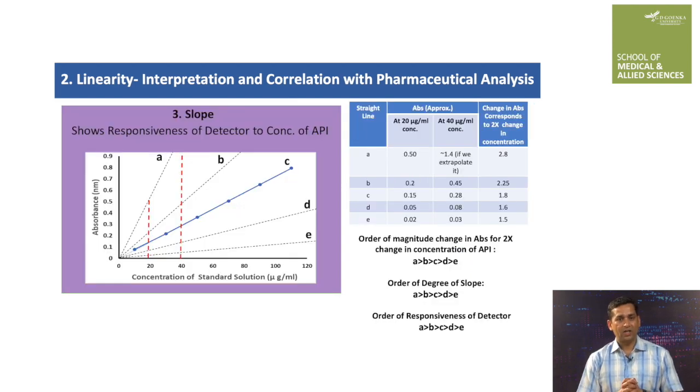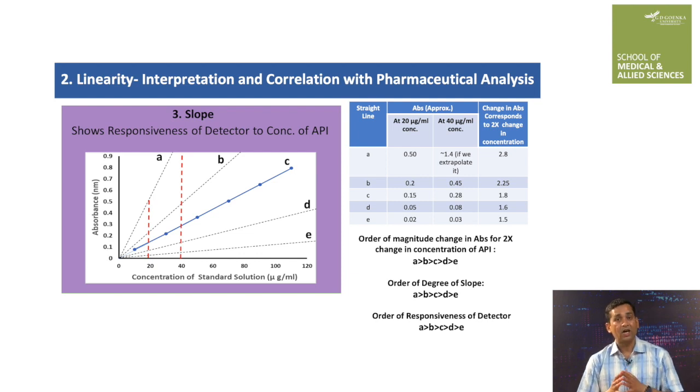Slope of the straight line is another component of a straight line equation. Slope of a straight line shows the responsiveness of analytical instruments. For understanding the significance of slope, I am showing straight lines A, B, C, D and E having different slopes.